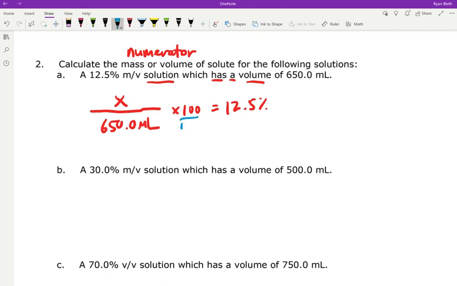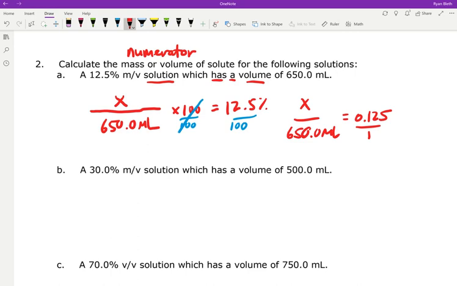So I can divide both sides by 100 here and 100 here, or you can do away with that step and simply write the percentage as a decimal, and then you don't need to show it as times 100 from the start. But if I do that, this will cancel out, and I'll be left with x over 650 equals 0.125, essentially over 1.